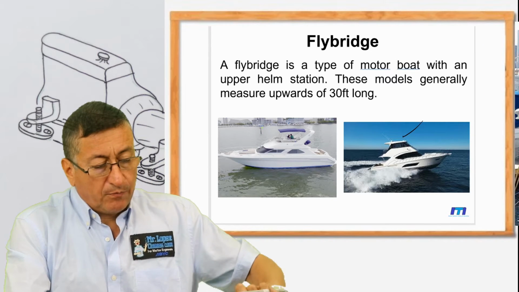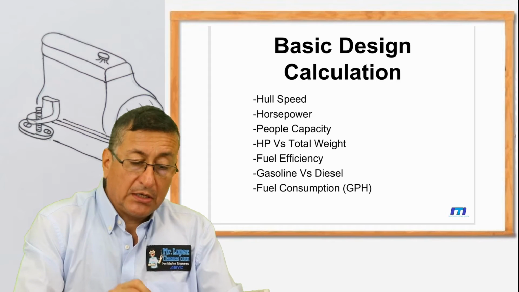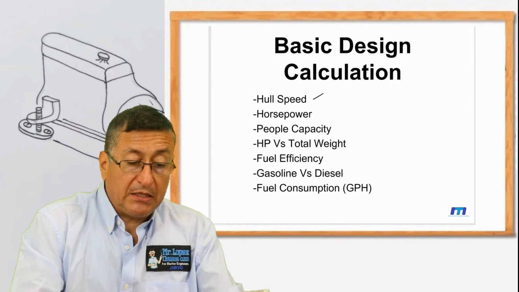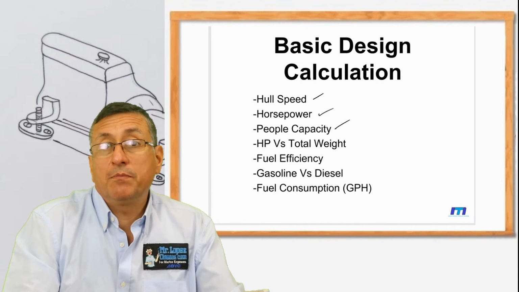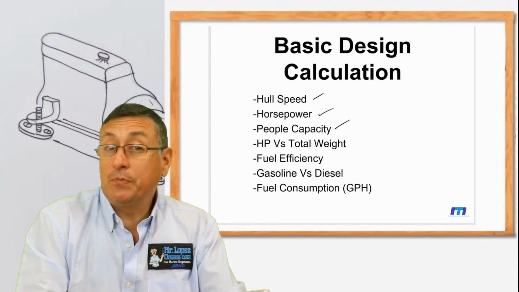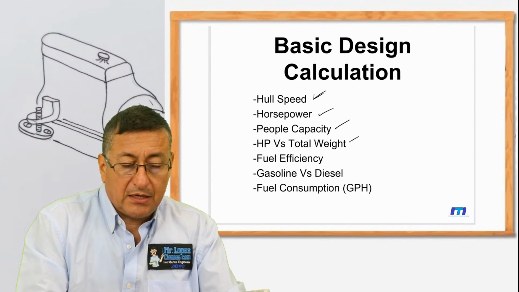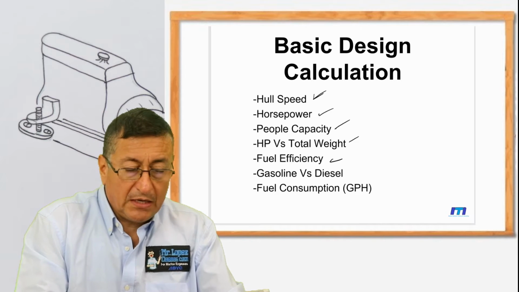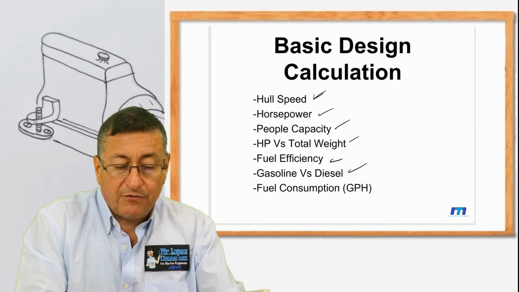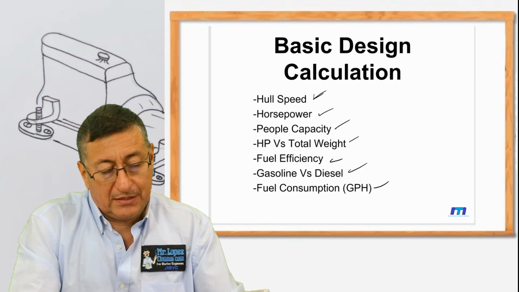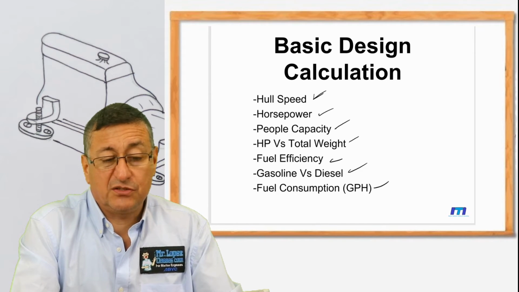Okay, my friend, and right now we are going to start to calculate important factors. The speed of the boat, the hull speed, the horsepower, the capacity of the boat, how many people, the horsepower required to move the boat at this hull speed, the fuel efficiency, and comparison between gasoline and diesel, and the fuel consumption in gallons per hour. This is a great section, and I hope you enjoy this section.